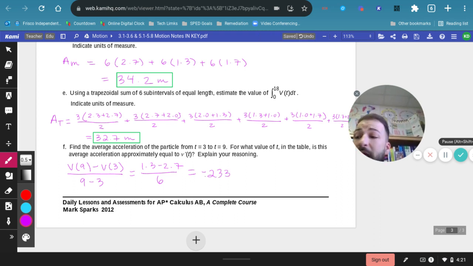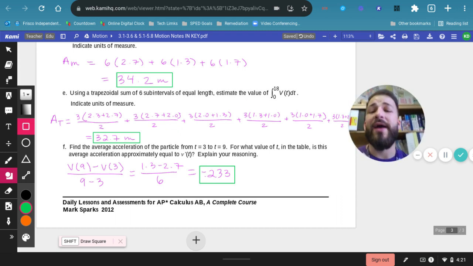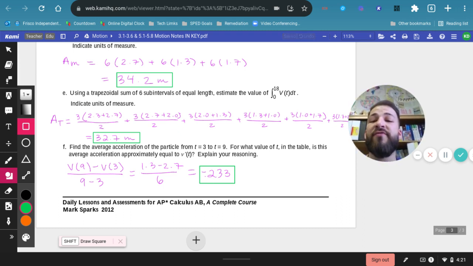So we're just going to round that. 3 rounds to 3. And we're just going to keep it at negative 0.233 because 3 decimal places is our AP standard. Okay, and that is our average acceleration from 3 to 9.